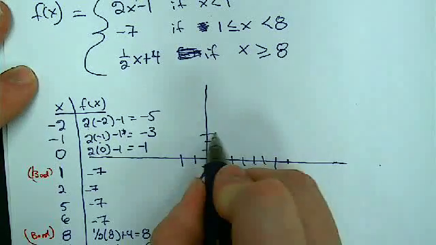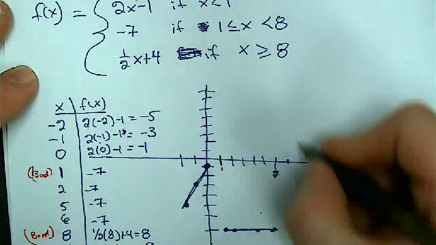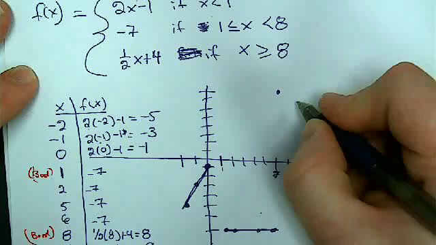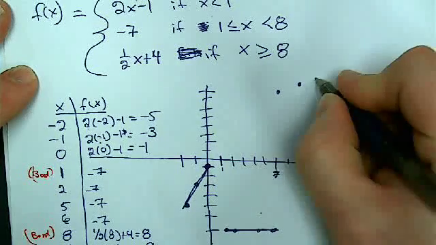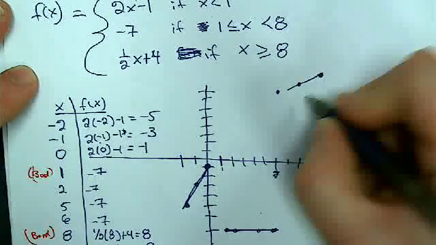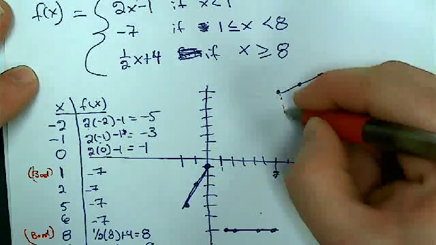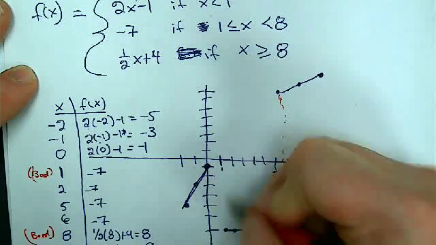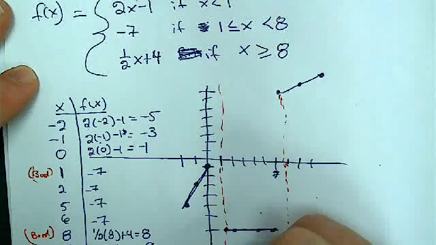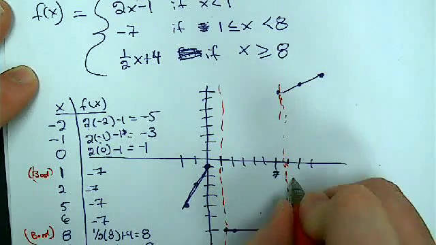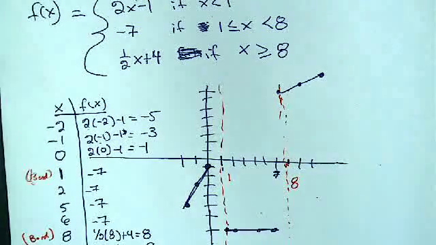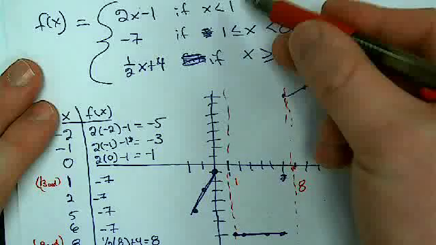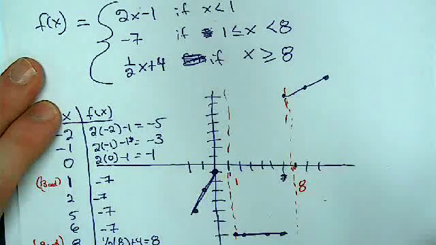So 1, 2, 3, 4, 5, 6, 7, 8. So at 8, I jump up here to 8. There's 9. And there's 10. So there's 8. There's 1. So I still have a little bit to go before I can fill my graph in, but you can see here are the borders that mark off the piecewise function. I got them marked on my graph.